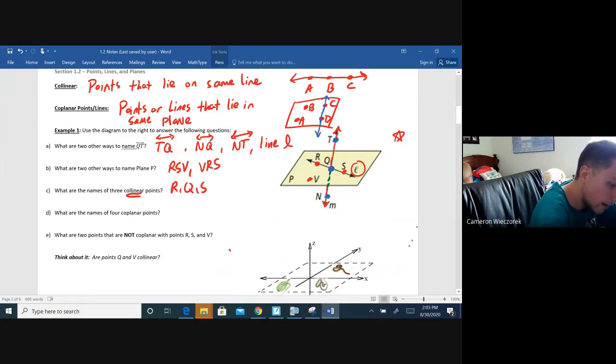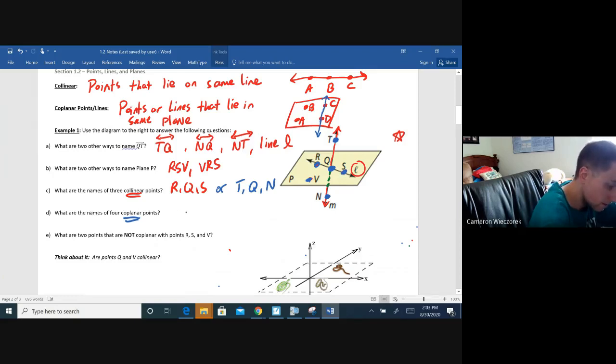T, Q, and N all lie on the same line. So, T, Q, N are the names of 4 coplanar points. Remember, that means that you have points that lie on the same plane. Okay, so if I look for some points right now that all lie in the same plane, V, R, Q, and S all lie in that plane.